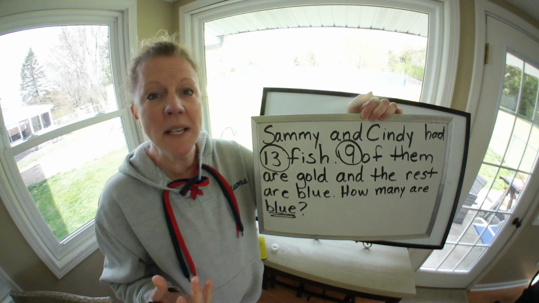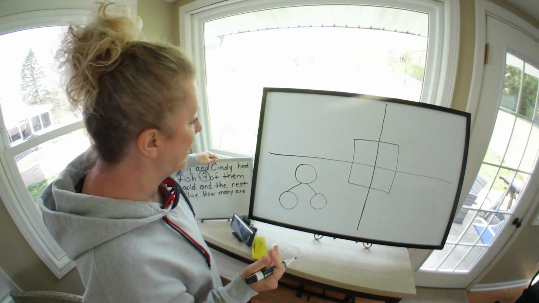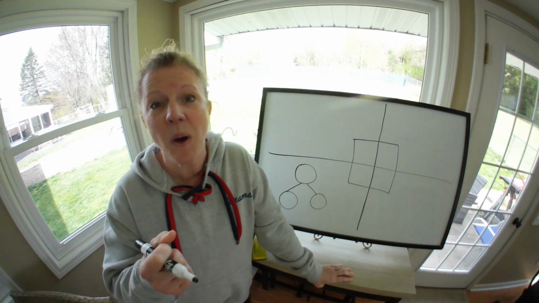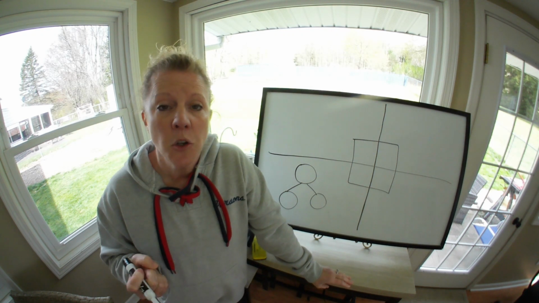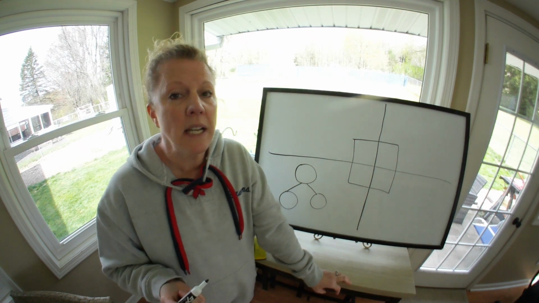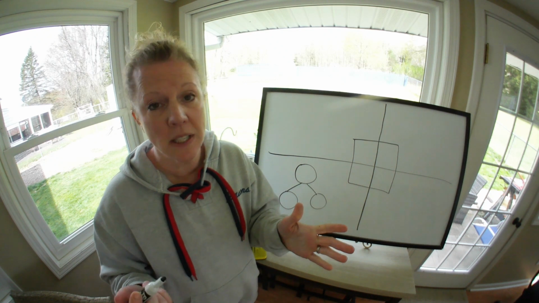So we're actually missing a part in our problem. So if we're missing a part, are we adding or are we subtracting? That's right, we're going to be subtracting. So the first thing we're going to do is draw our picture. So we said that they had 13 fish. Now I'm not going to draw fish. We're just going to draw circles instead of fish.